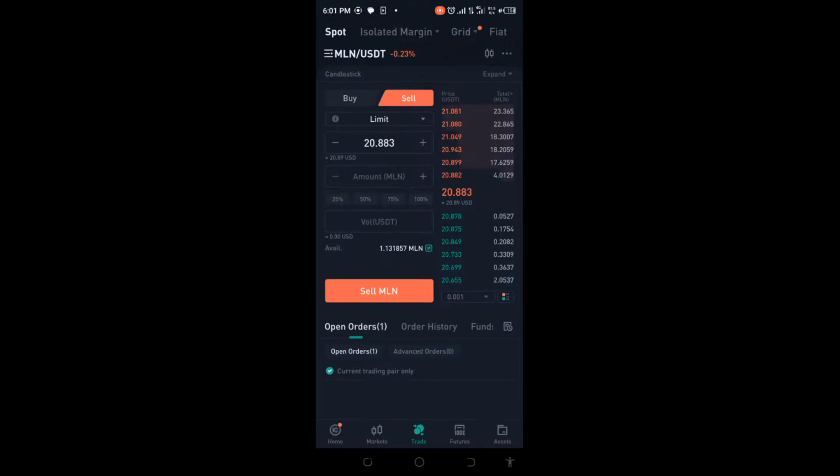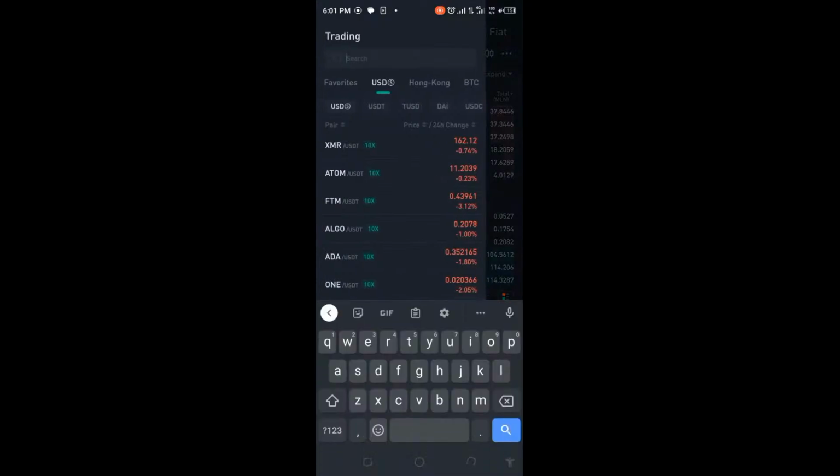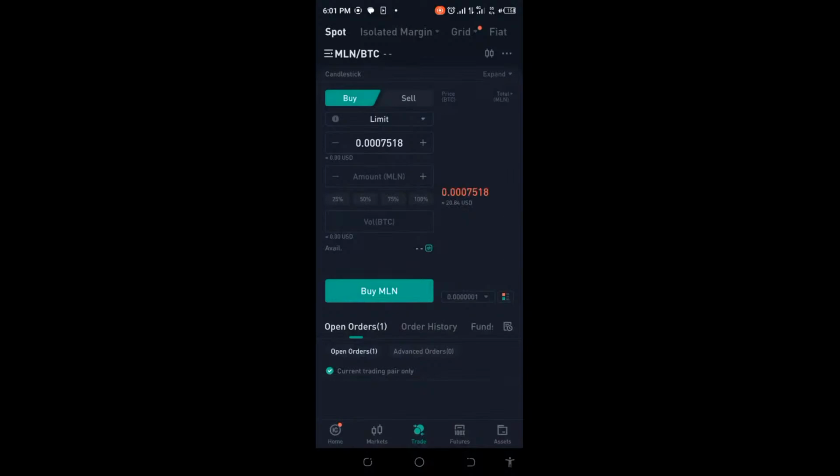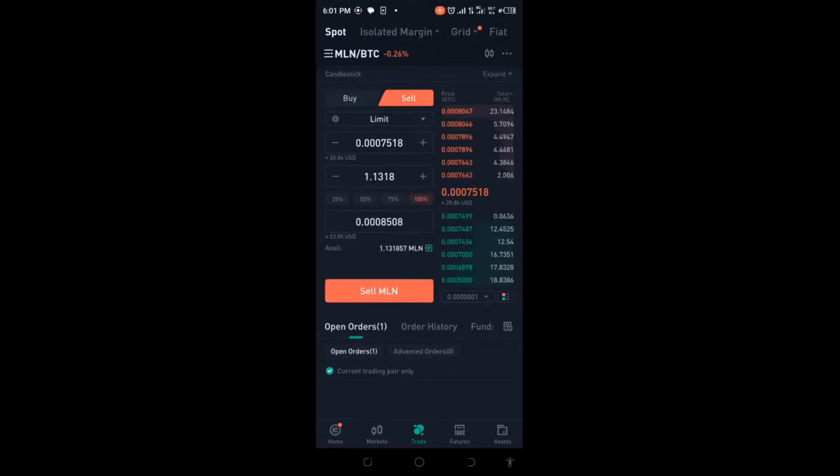Let me see what we have here. This is currently the price, but let's go back to our MLN. I just saw it as green. That's why I said, let me just cross over. We have two escape routes, right? So don't worry. Let's go ahead and do this. We're going to be selling 100%. Let's see what this is going to give us.